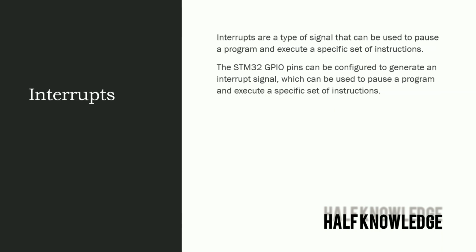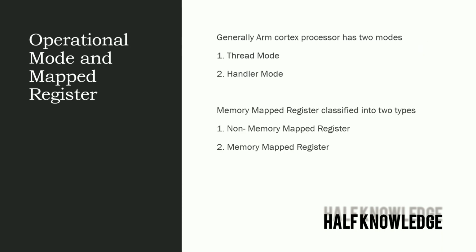And next one is interrupt. Generally, an interrupt is a type of signal that can be used to pause the program and execute specific instructions. STM32 has 16 external interrupts. We will see them one by one. No need to worry about it. Just a simple concept. Control is working. It receives a high priority work, then the interrupt will play.